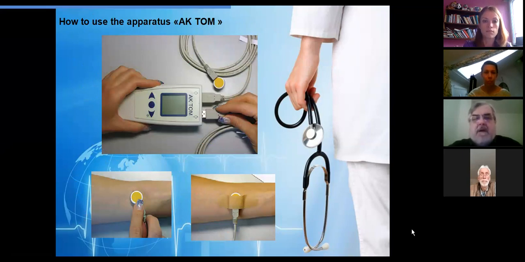Here you see how the therapy is practically realized. You connect a cable with this yellow oscillator to the basic device, and you place it on the area where you want to have your influence, or for a longer period you can fix it with medical tape, leukoplast, so as not to hold it the whole time of the therapy.